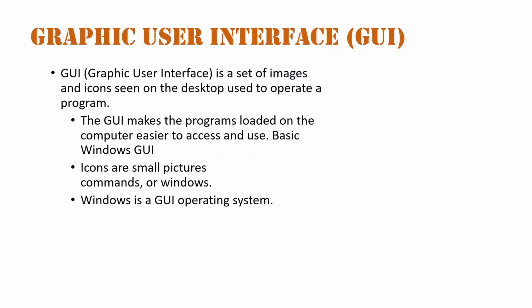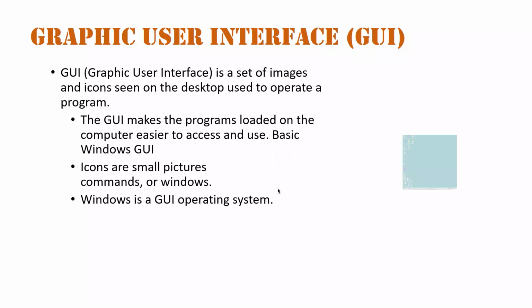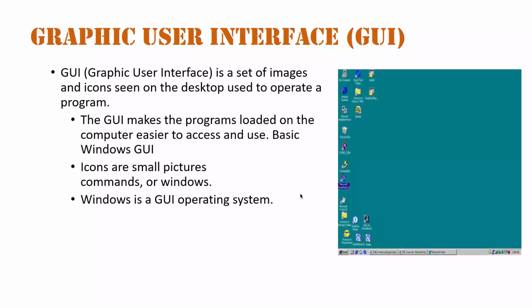So the GUI makes the program loaded on the computer easier. The icons help you to identify the pictures, represent files, commands, and windows, and also identify what you are supposed to do with that. For example, down here, if I want to click go next, I'll just use the arrow that points towards the right. And if it is back, I'll click the button that directs on the left. So that is an interface.